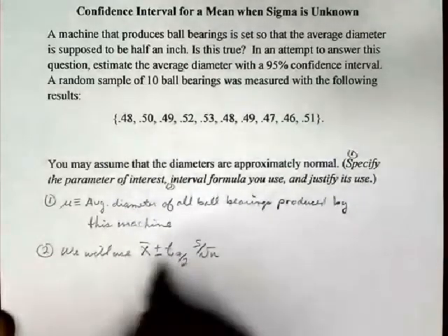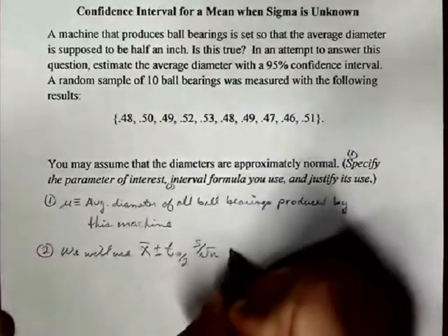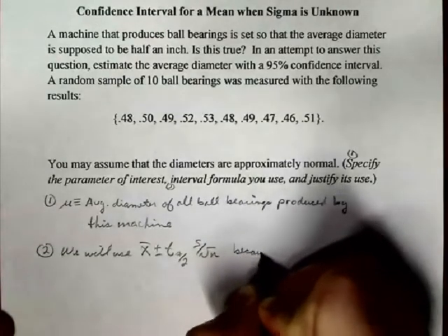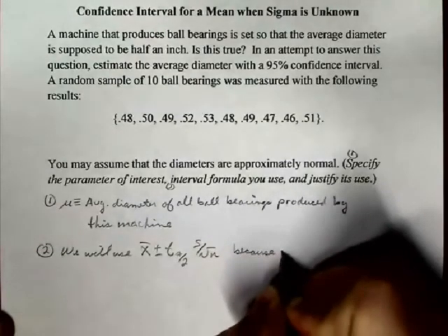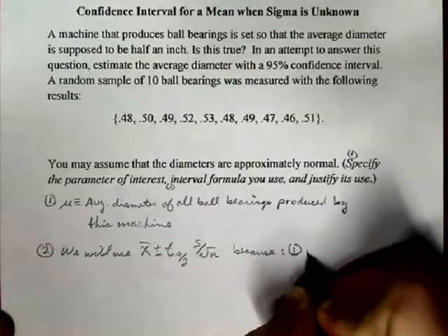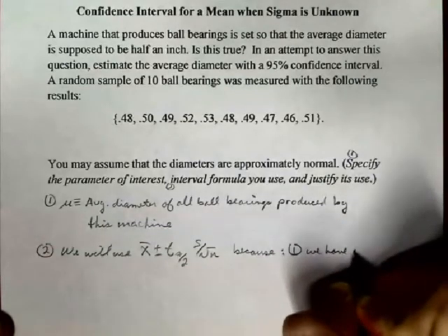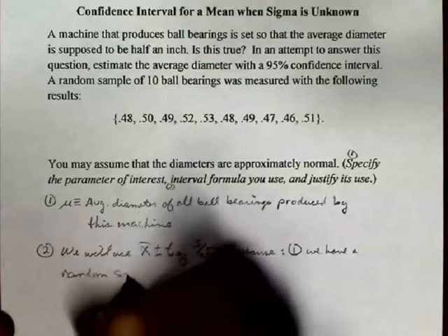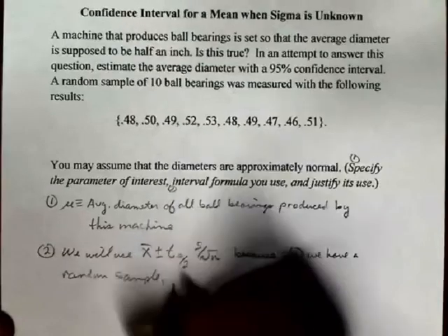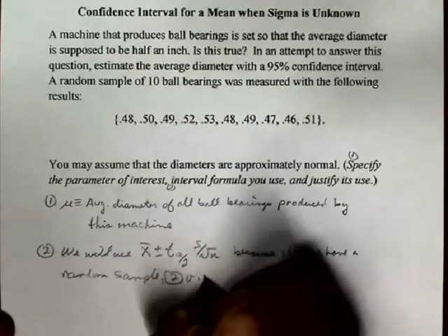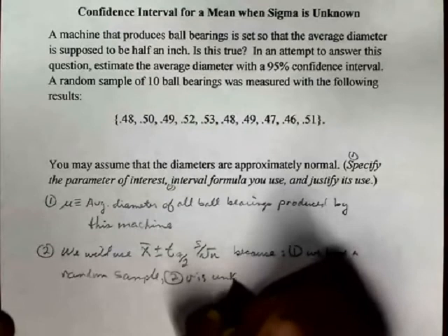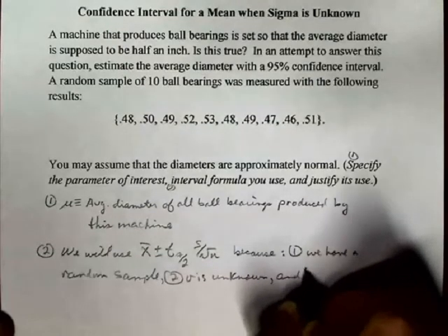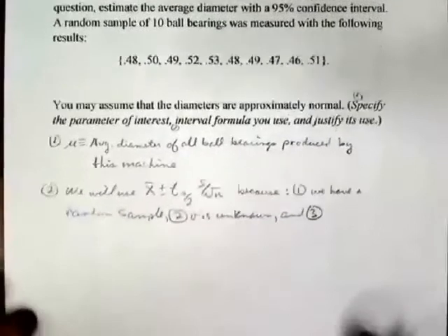Sometimes this is called the t interval, but we'll use this formula because, one, we have a random sample, which is a requirement to use this formula. 2, sigma is unknown. And lastly, 3, move up here a little bit.